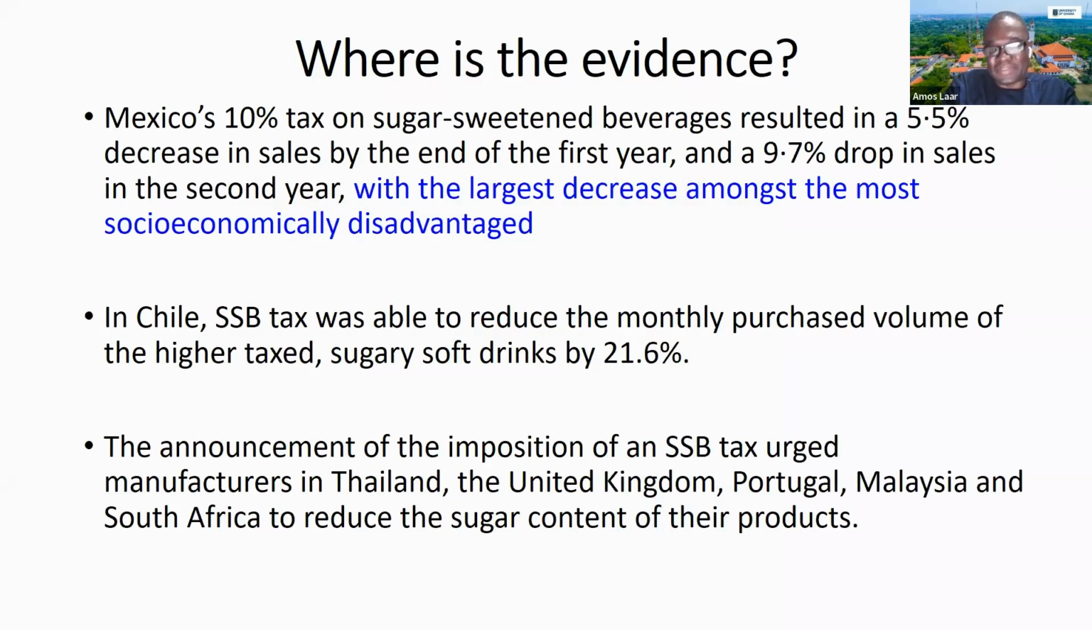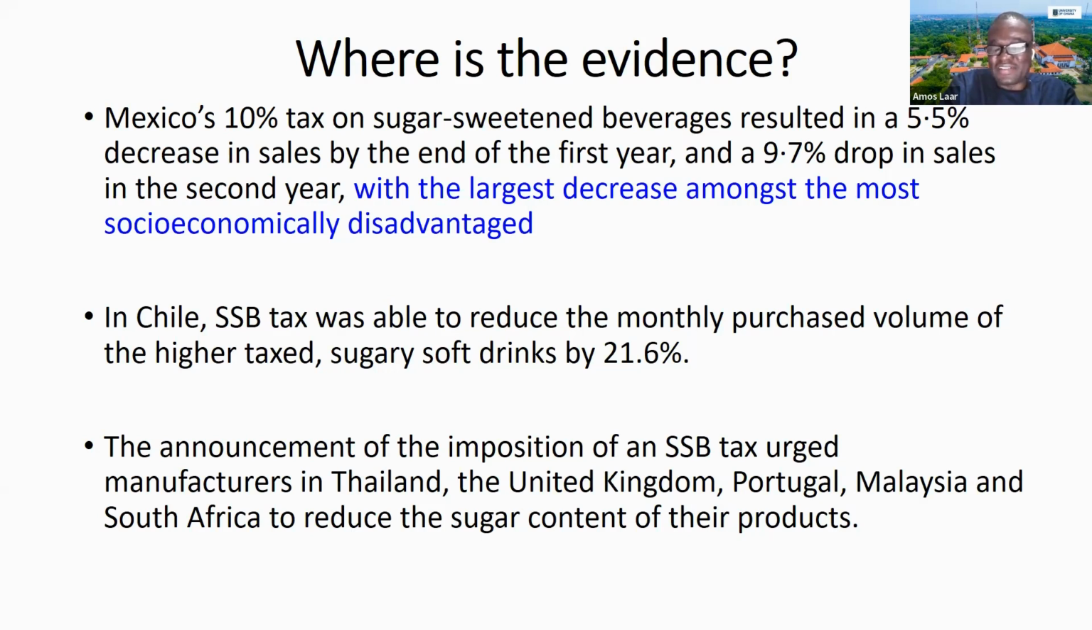If you take Mexico, for example, their 10% tax on sugar-sweetened beverages resulted within a year in a 6% reduction in sales. By the second year, it had gone to 10%. And their evidence showed that those who reduced purchases or consumption of these were those who are socioeconomically disadvantaged. So with this, you can argue that it's not necessarily regressive. In Chile, the tax was able to reduce monthly purchases of the high tax good, not only sugar-sweetened beverages, but other unhealthy products.